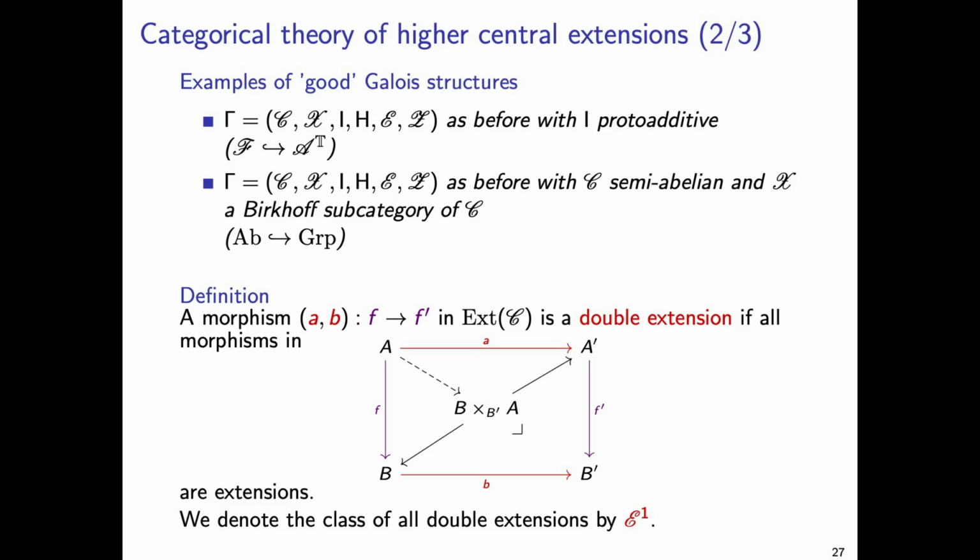Okay, so I won't give you the precise conditions for a good Galois structure, but two examples. The first one is Γ as before, where in addition I is still additive, so this applies to our situation. Another example I want to mention is where in addition we require C to be semi-abelian and X to be a Birkhoff subcategory.